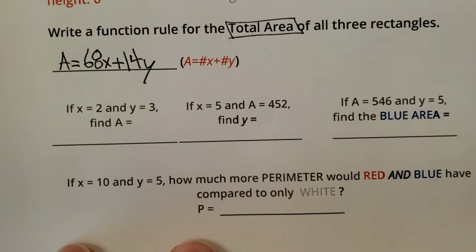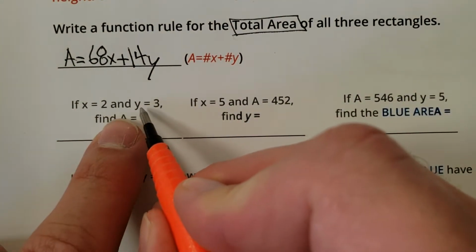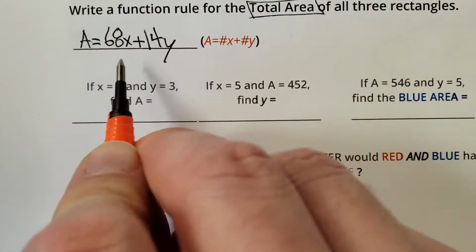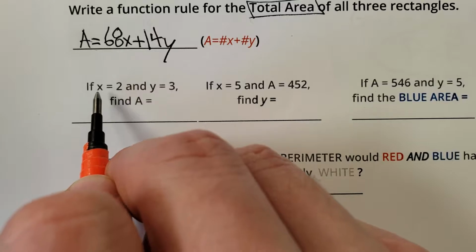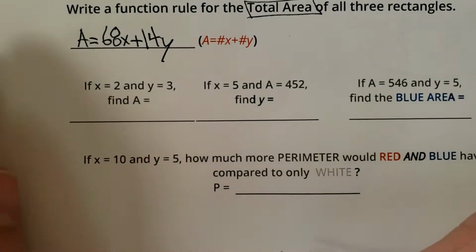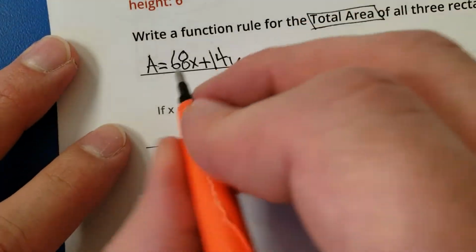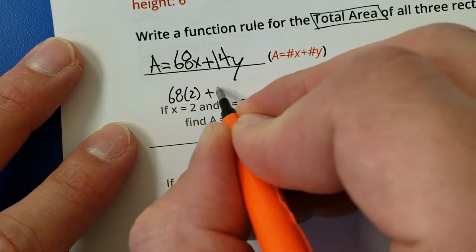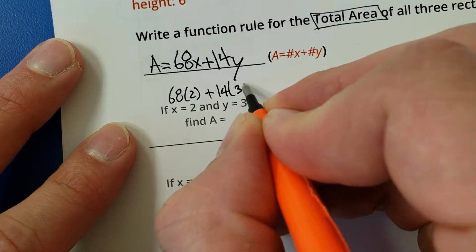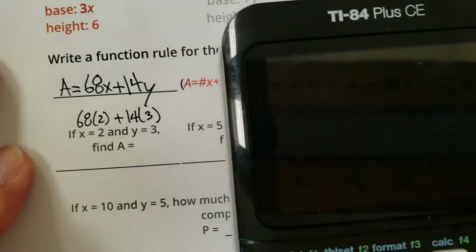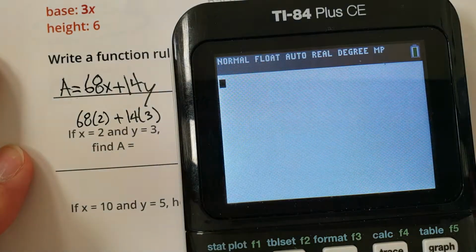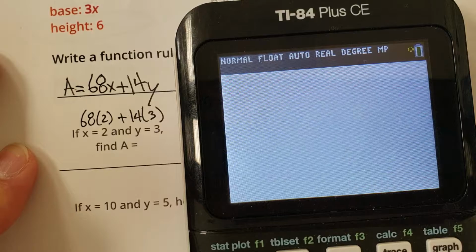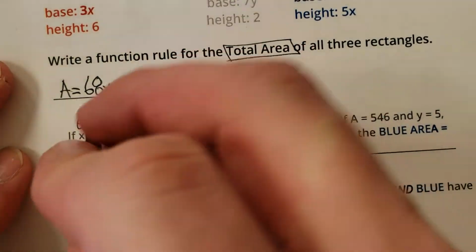What do we got here? It says, if x equals 2 and y equals 3, find the area. So basically now that we have this function of x and y, we can plug in x and y values and then find the A. Okay, nice. Let's do that really quick. I can just write it right above here. So 68 times 2 plus 14 times 3. There we go. That's not too bad. Just plug it right in and let's do some math. 68 times 2 plus 14 times 3 is going to be 178. All right, that's not too bad.